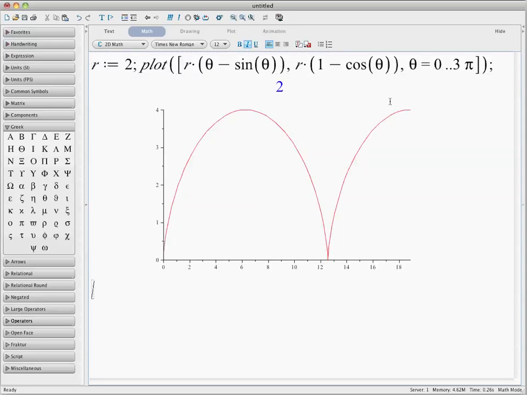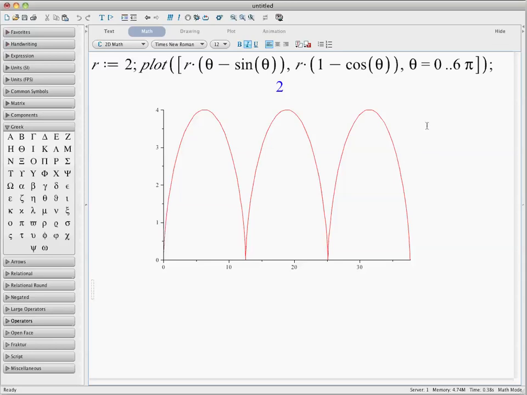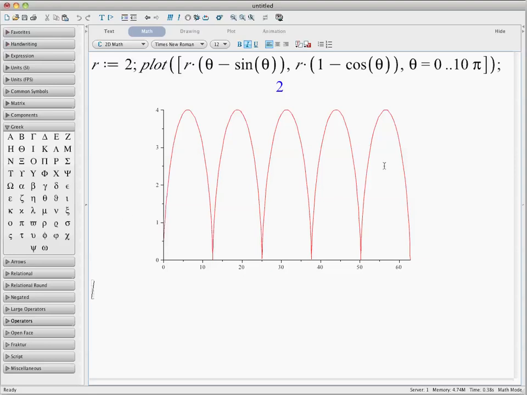And I did. If I go to 4 pi, I'm going to have 2 complete arcs. So obviously every 2 pi I add, so go to 6 pi, I'm going to get 3 arcs. Let's go to 10 pi, that should give me 2 more arcs, so now I have 5 of them. And so forth. I think you can see, you can fiddle around with this.